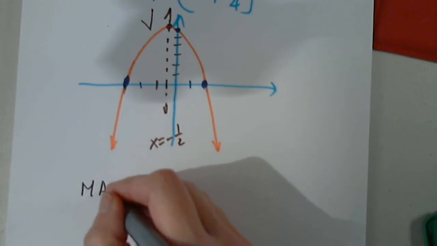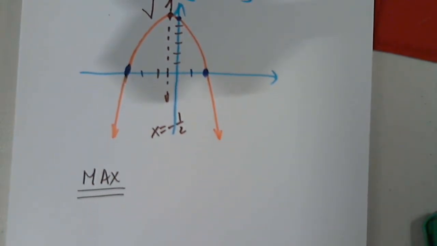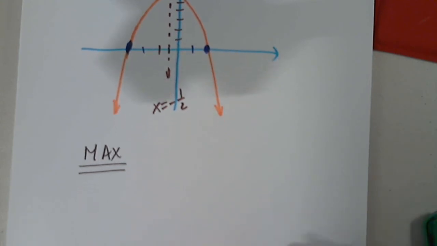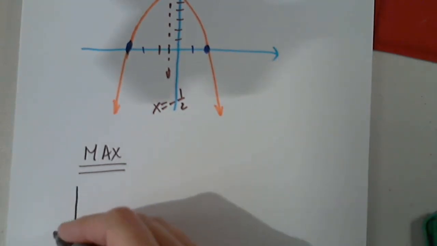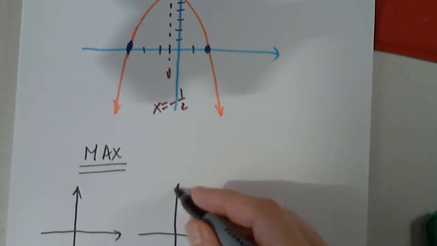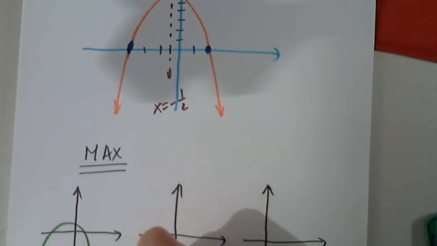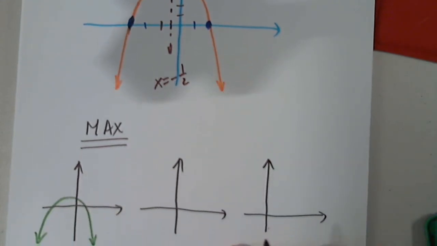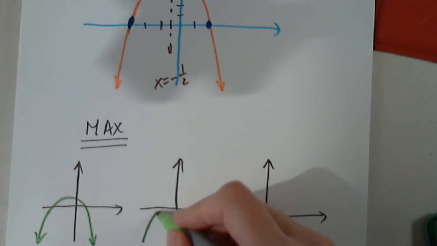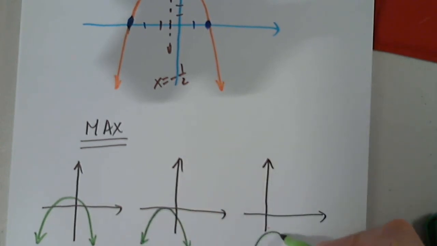So our situation was a maximum, so it applies to the minimum as well. But let me just give you the idea. So a maximum for a quadratic function can have three possible options. Here is one option. Here is the second option. And here's the third option.